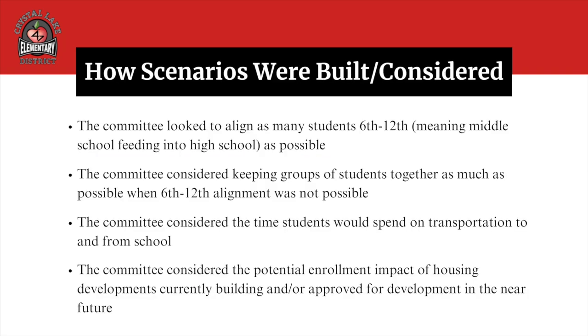So how were our scenarios built or considered? Well, the committee again looked to align as many students as possible with that 6th to 12th grade transition. The committee also considered keeping groups of students together as much as possible when that 6th to 12th grade alignment was not possible. And then we considered, as a committee, the time that students would spend on transportation to and from school. And then finally, we considered the potential enrollment impact of those housing developments that are either currently building or have been approved and will break ground shortly.